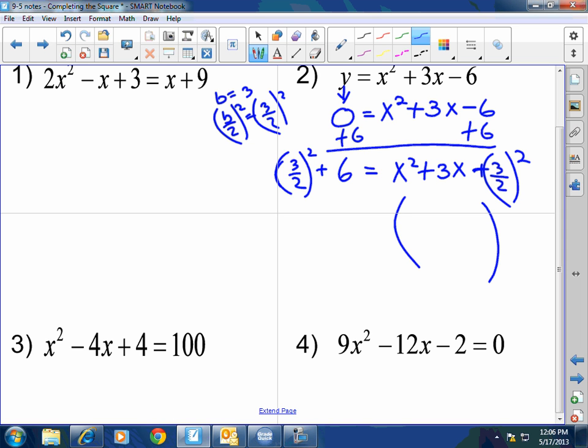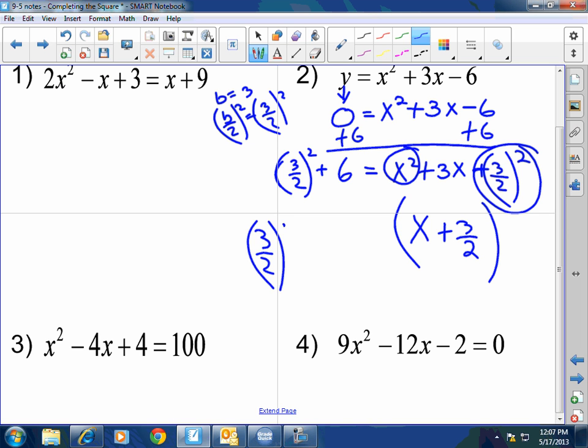What does that factor out to, gentlemen? Square root of the first, x. Square root of the second, plus 3 halves. It's not plus 3 halves squared. It's the square root of 3 halves squared, guys. When you square root a power of 2, the square root cancels with the power of 2. Again, you're making me reteach stuff we already learned.